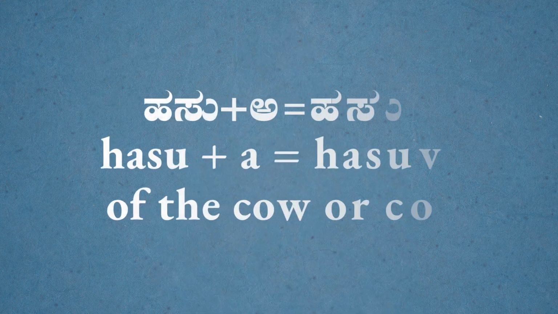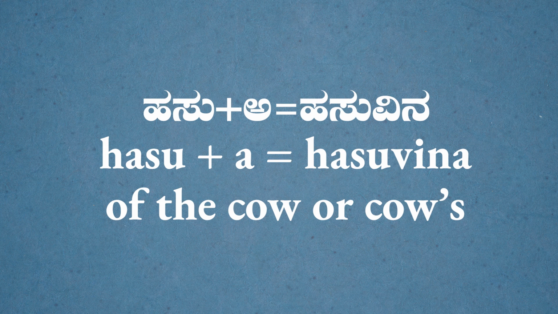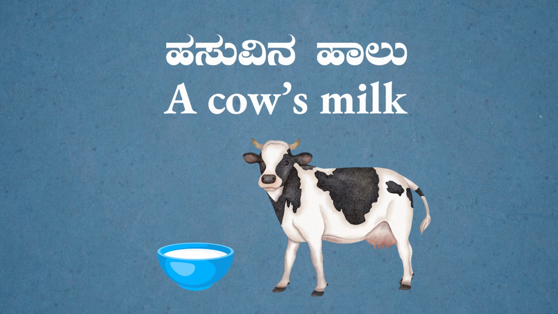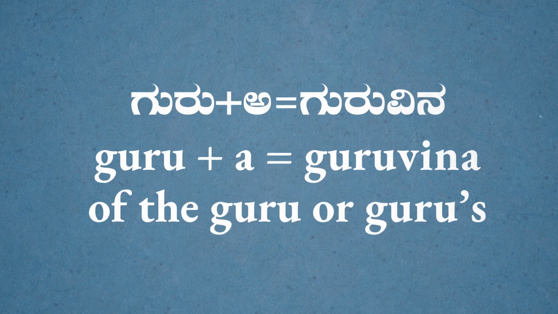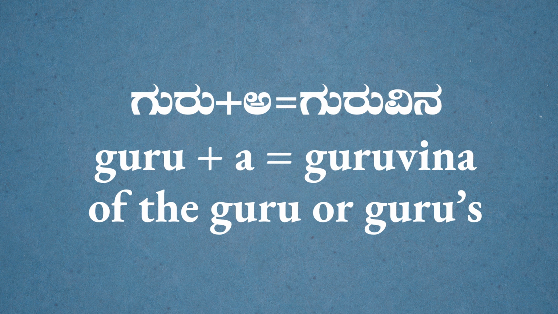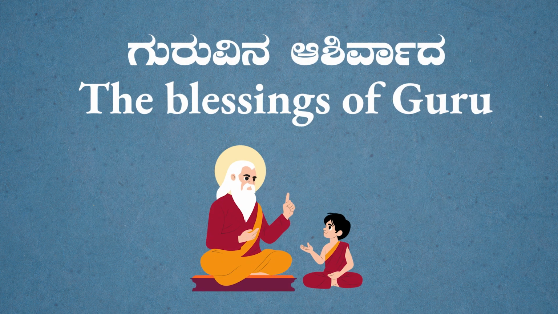Let's look at a few examples where names or nouns ending in u take the possessive form vin. Hasu plus a becomes Hasuvina, which means of the cow. For example, Hasuvina halu, the cow's milk. Guru plus a becomes Guruvina, which means of the guru. For example, Guruvina Ashirvada, the blessings of the Guru.